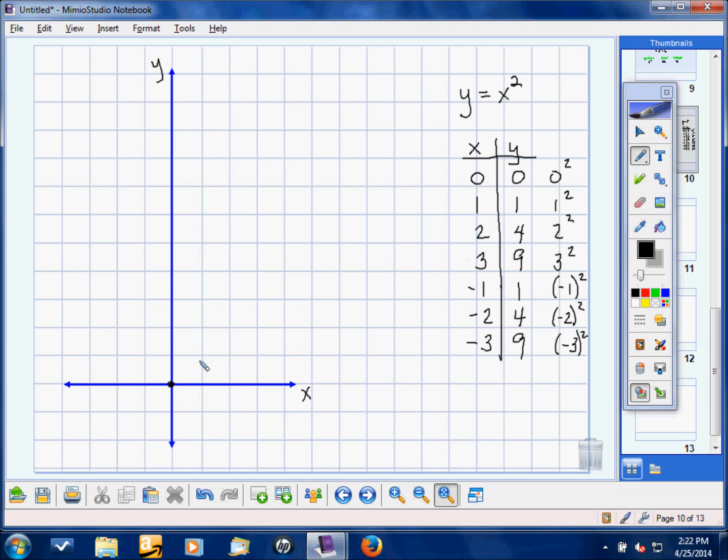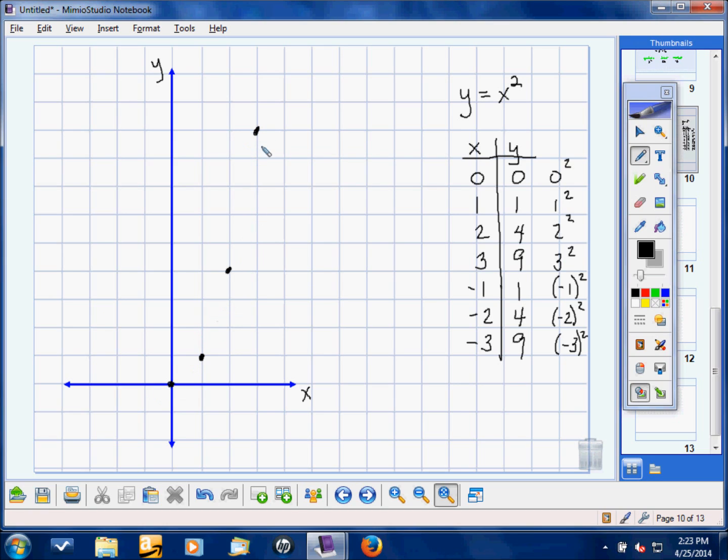This is the ordered pair 1, 1. It goes right here. It's the ordered pair 2, 4. And this is the ordered pair 3, 9. Now what I want you to notice is this is not making a straight line.